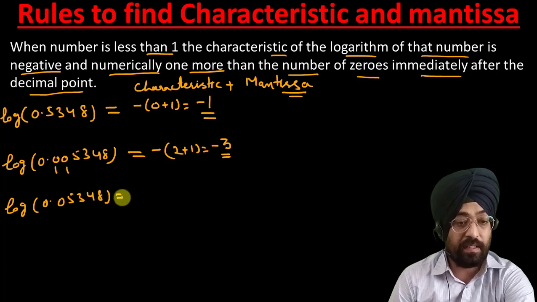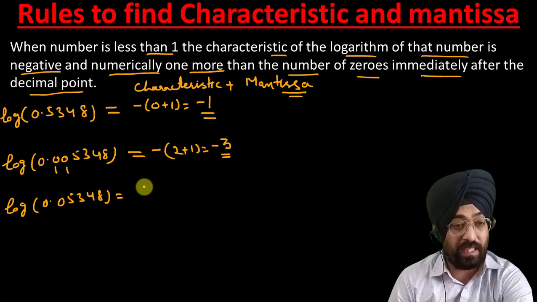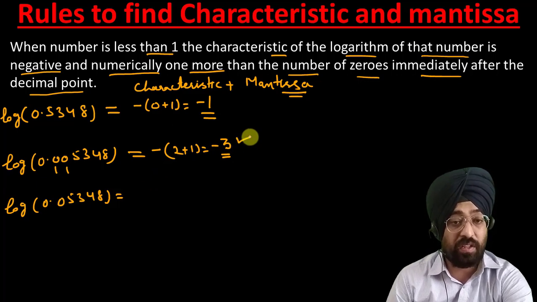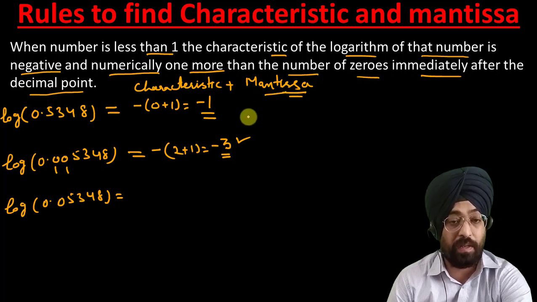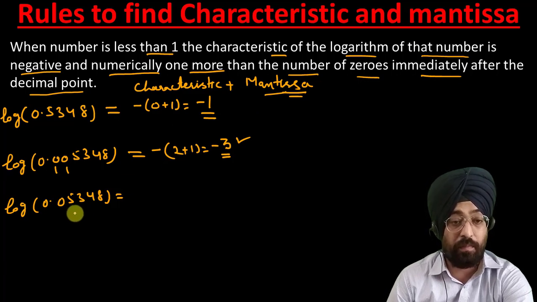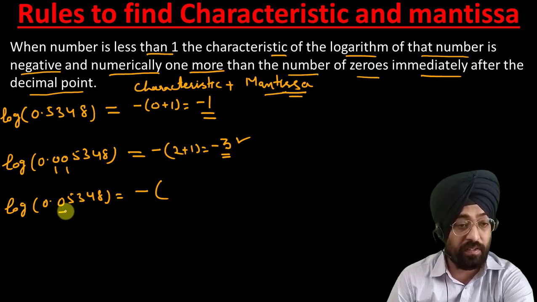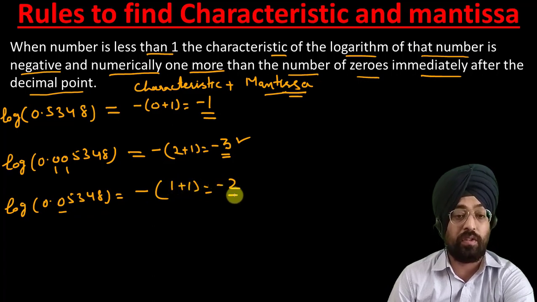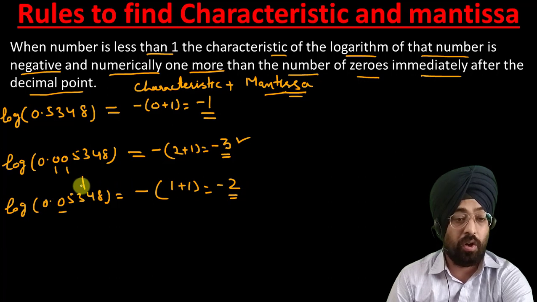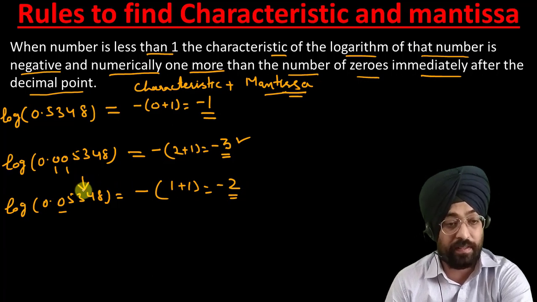If it is log of 0.05348, then its characteristic is, I am just talking about characteristics. This is not the value of log. This is the value of the characteristic of that log. The mantissa we will have to find from the table, and I will teach you how to read the table. Now its characteristic will be negative, as the number is less than 1. The number of zeros after the decimal point is 1. 1 zero is there. 1 plus 1 is equal to 2, so minus 2. So that is the characteristic of the log of this number. Mantissa we will find separately.